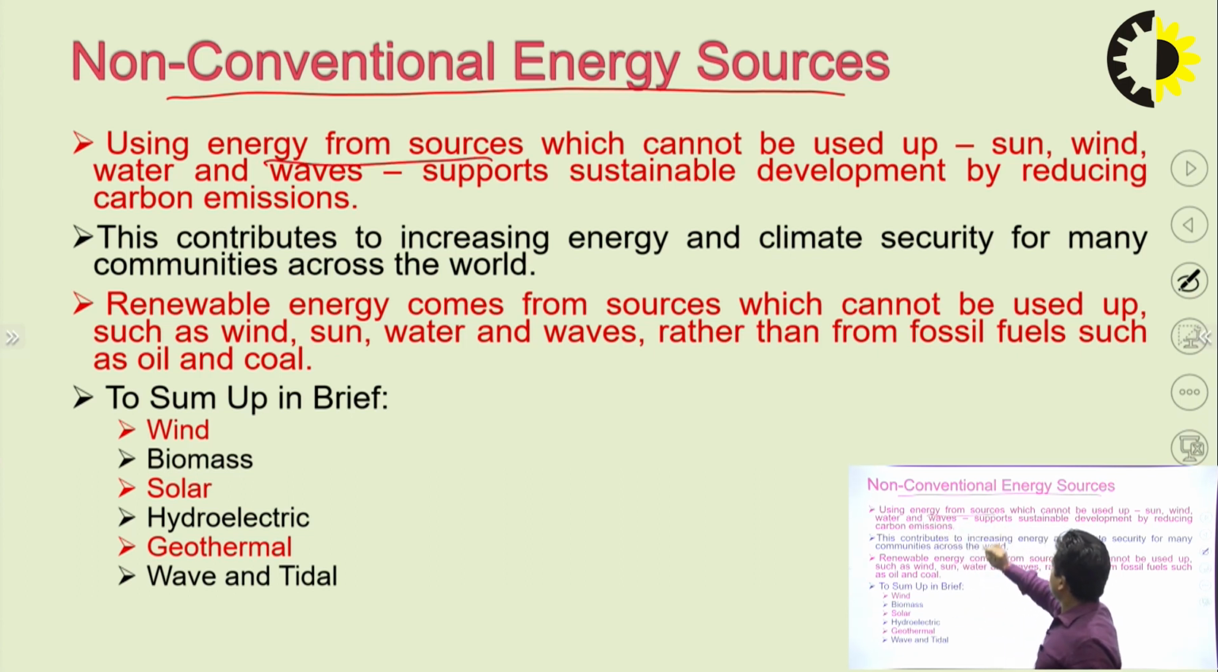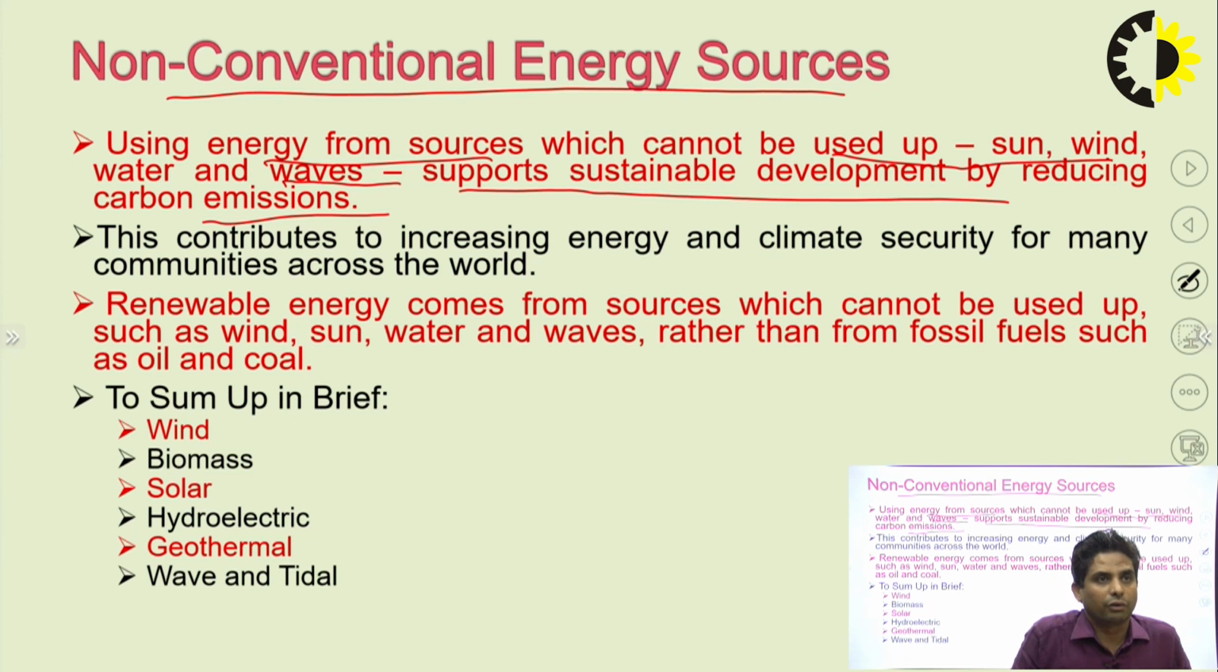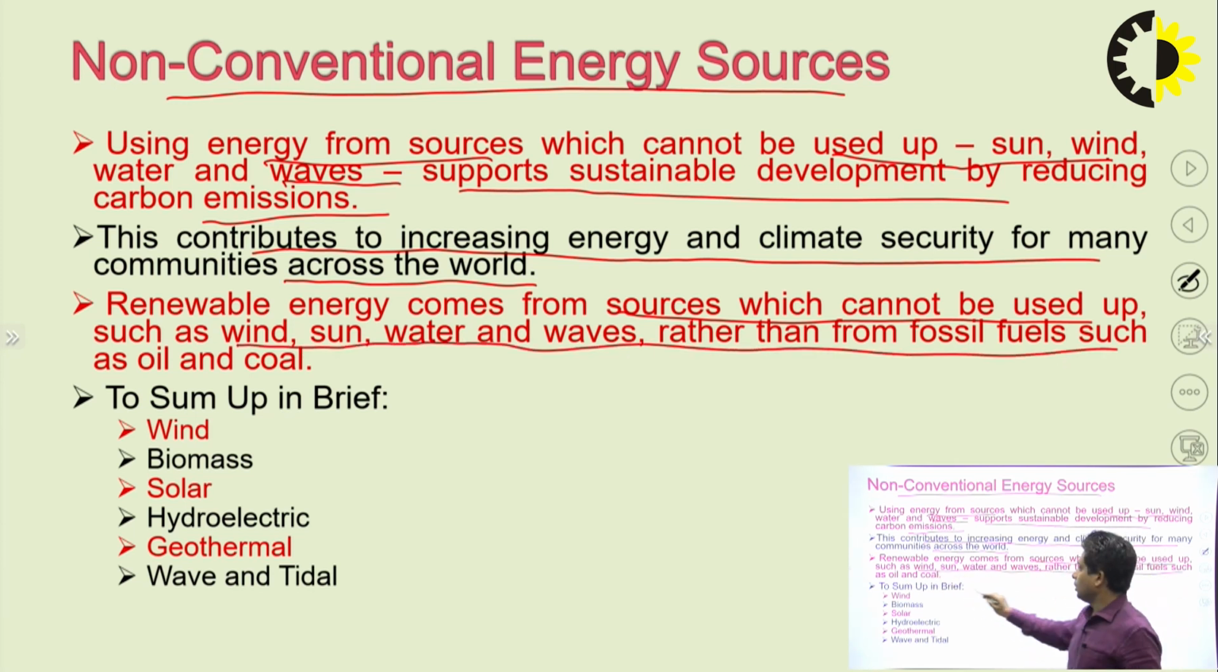Using energy from sources which cannot be used up, such as sun, wind, water and waves, supports sustainable development by reducing carbon emissions. Definitely when we use non-conventional sources we have less carbon emission, less pollution. This contributes to increasing energy and climate security for many communities across the world. Renewable energy comes from sources which cannot be used up, such as wind, sun, water and waves, rather than from sources such as oil and coal.